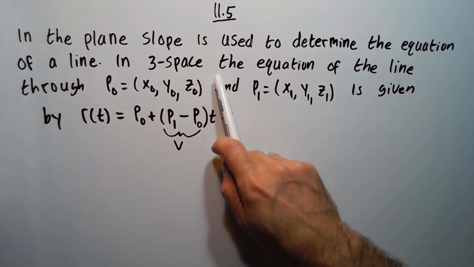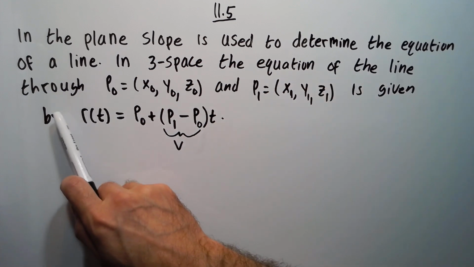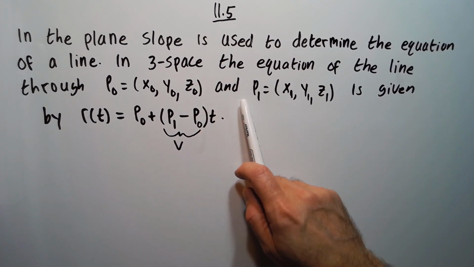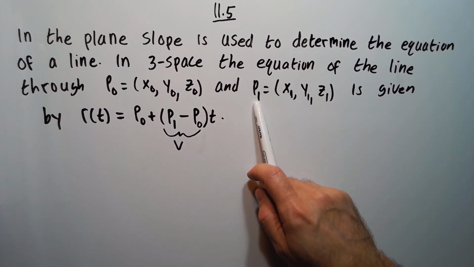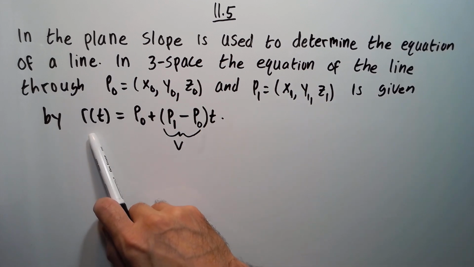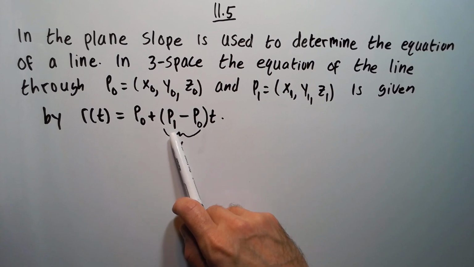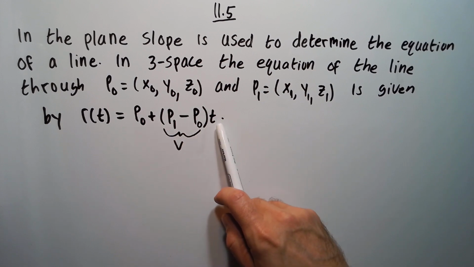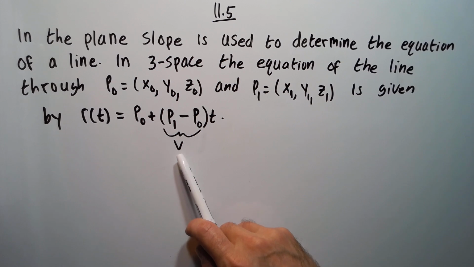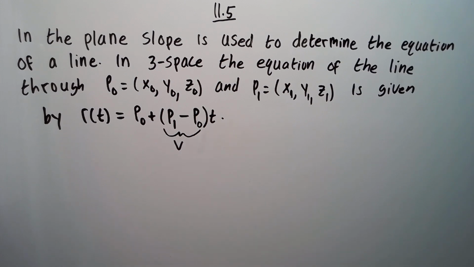In 3-space, the equation of the line through, say, point P0 equal x0, y0, z0, and point P1 equal x1, y1, z1 is given by r(t) equal to P0 plus (P1 minus P0)t. The P1 minus P0 is a vector, which we call v, so it's the direction of the line.